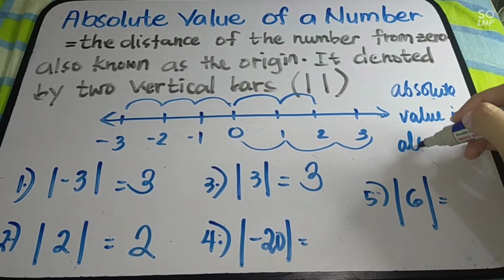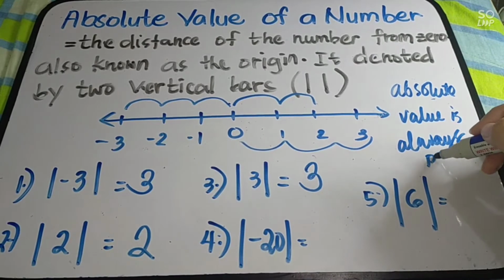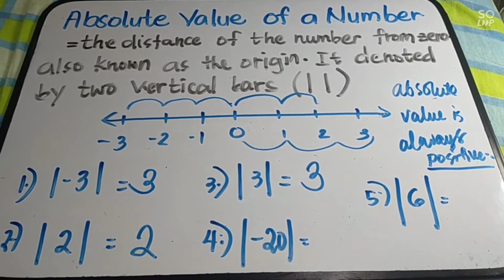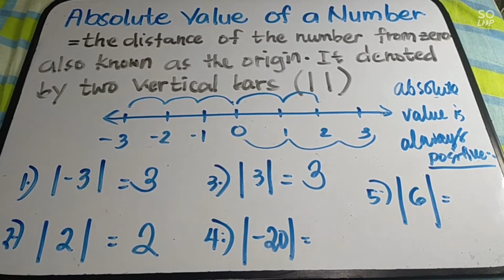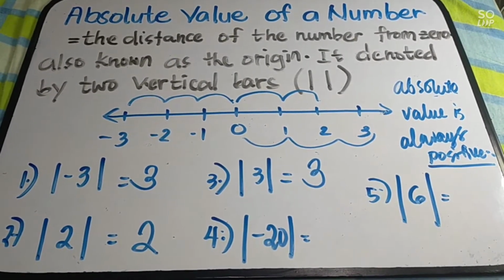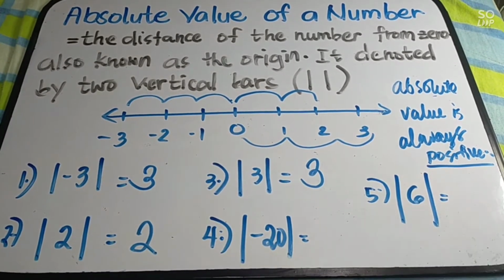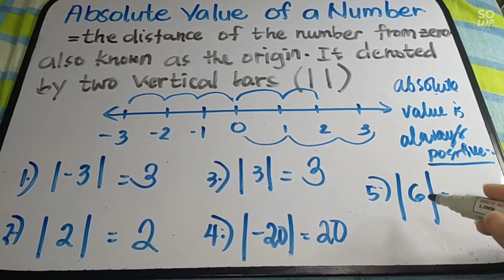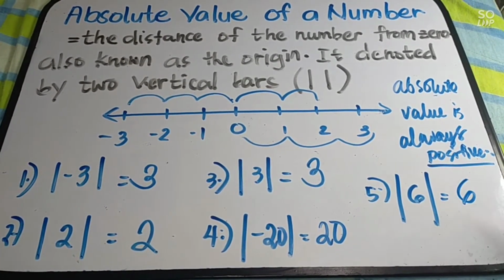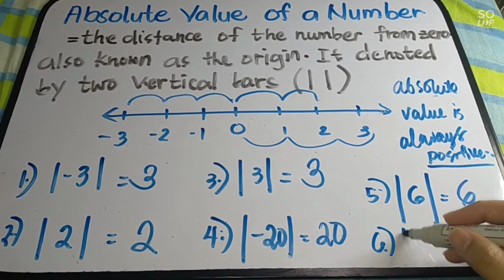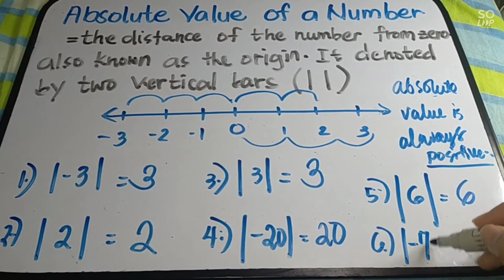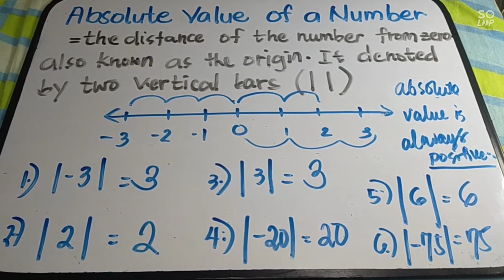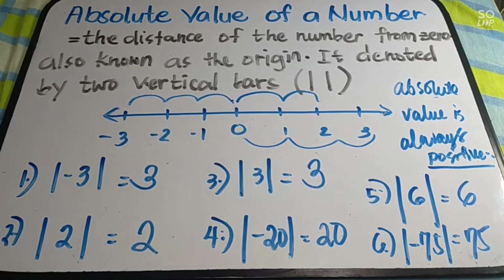is always positive. Bakit always positive? Kasi, distansya po ang ating kinukuha. Pag sinabi mong distansya, lagi siyang positive. Wala pong negative na distansya. Tama? So, if we have here absolute value of negative 20, the answer is positive 20. Ganun lang kasimple. Absolute value of 6, the answer is positive 6. If I have another one, for example, absolute value of negative 75, the answer is positive 75. So, that is how you are going to get the absolute value of a number.